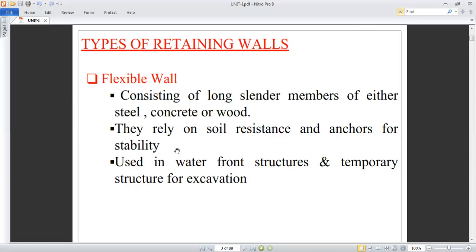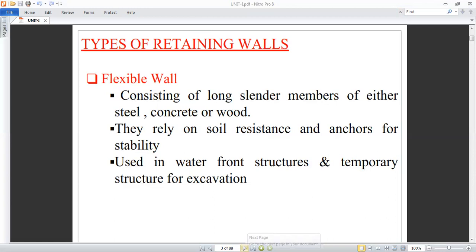So where do we use flexible wall? It is used in waterfront construction structures or temporary structure for excavation. Since it is flexible, you cannot use it as a permanent structure. It is used as a temporary structure in the case of excavation. Okay, so I'll show you the picture how the flexible wall is done.